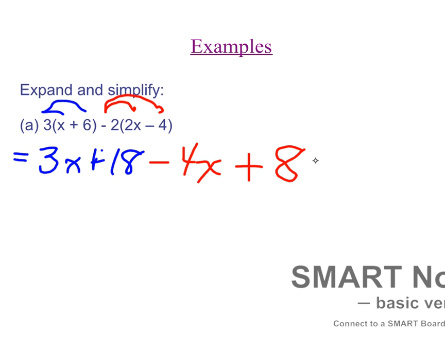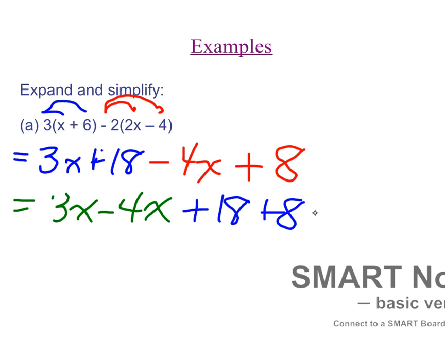Now we can keep going because we have like terms. So what we're going to do is put the x's together. We're going to collect our like terms. And we're going to put our constants together. And then we're going to simplify. So 3x minus 4x becomes negative 1x or negative x. And 18 plus 8 becomes 26. Now that's our final answer because we no longer have like terms.